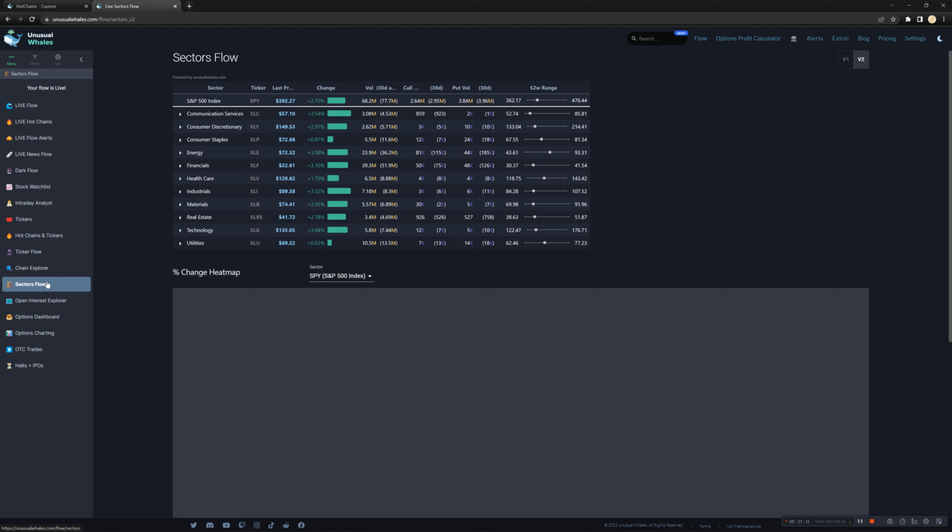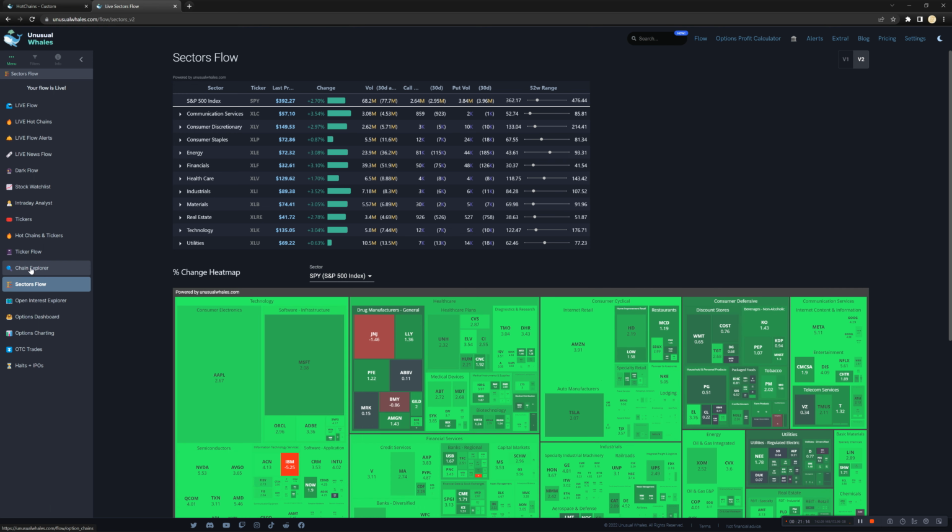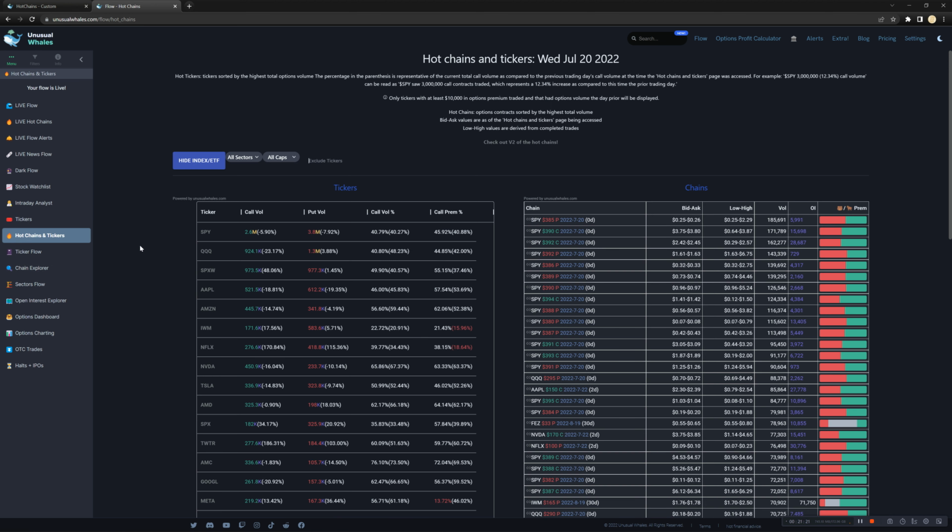Sector flow, I think we just went over this. You know, the hot change in tickers. This one was a big one. I already showed you guys this. I don't know why I'm just re-going over it.